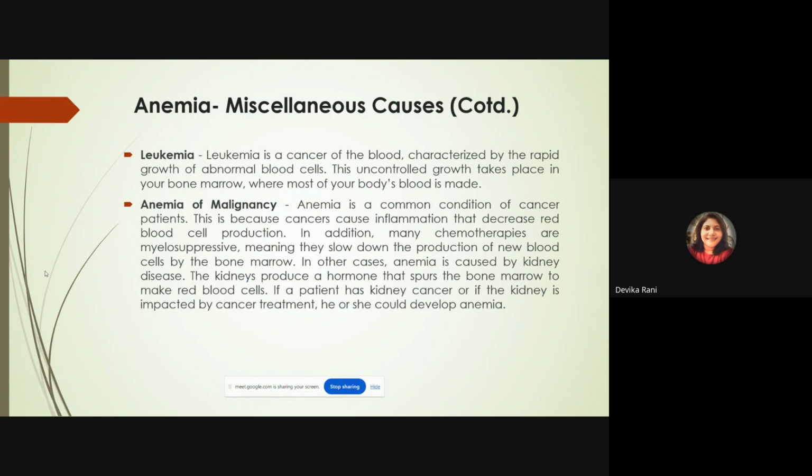Now there's anemia of malignancy. Malignancy is a condition, of course, when there is cancer. Any malignant cell is a cancerous cell. Otherwise it is benign. A non-cancerous cell, if there is any kind of cyst or anything, if it is malignant, means it has cancer. Otherwise it is benign. So anemia is a common condition of cancer patients.